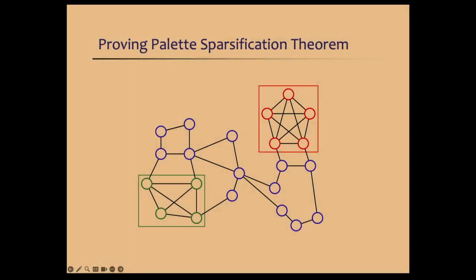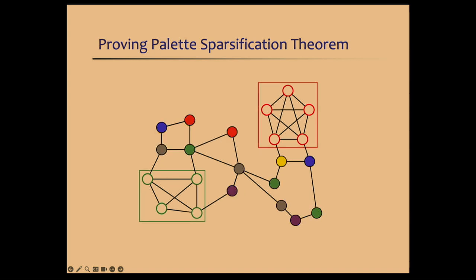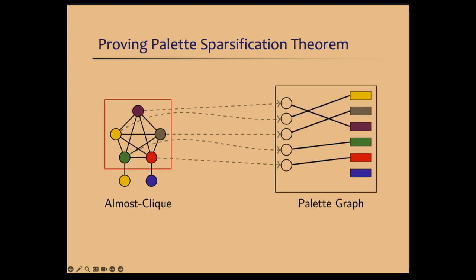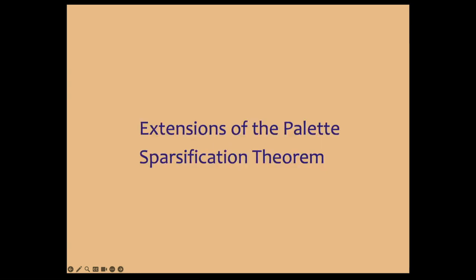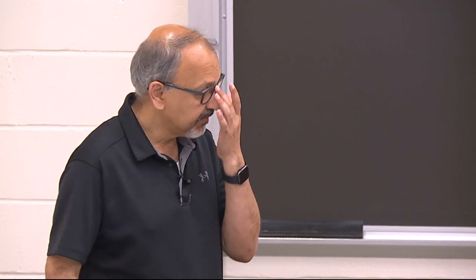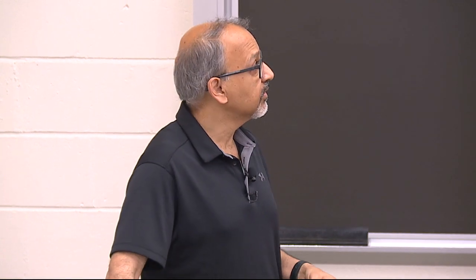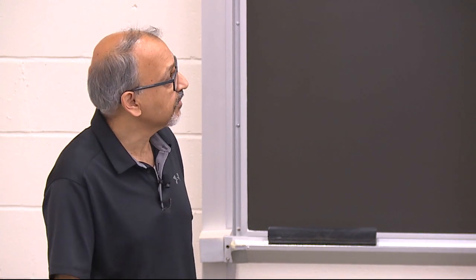Okay. So I just had a small quick simulation to show you of the process, but in the interest of time, let me skip the simulation. Hopefully you understand the idea. And let me instead spend a few minutes talking about extensions of the palette sparsification theorem. There has been a lot of subsequent work, and I will only touch upon a tiny fraction of this subsequent work, but I want to highlight at least a few interesting things which have emerged in the subsequent work.